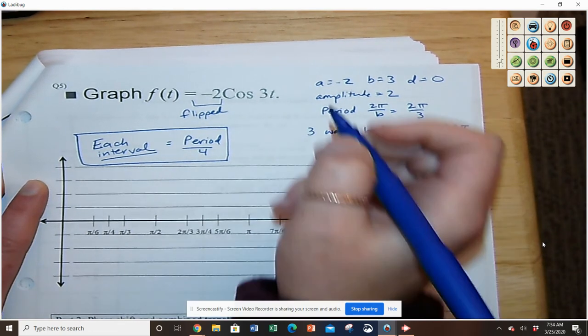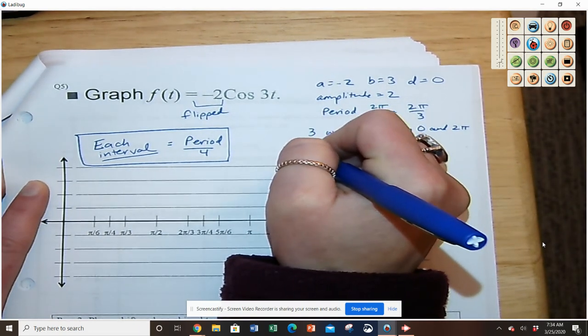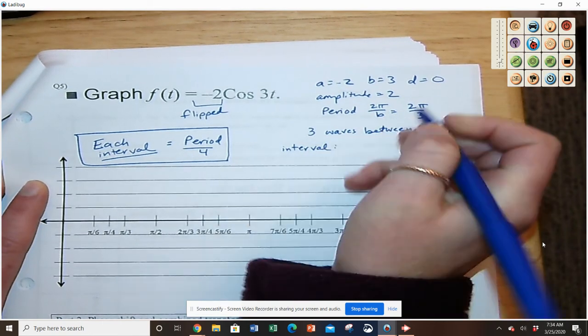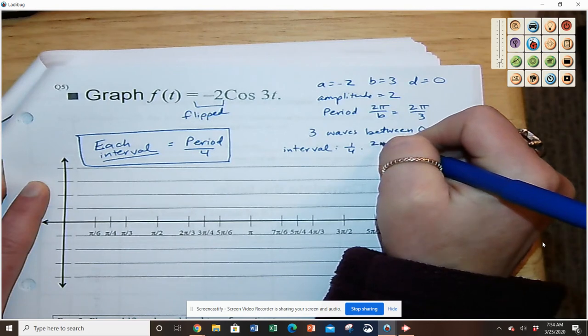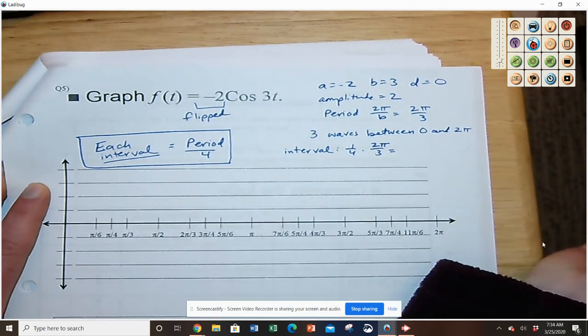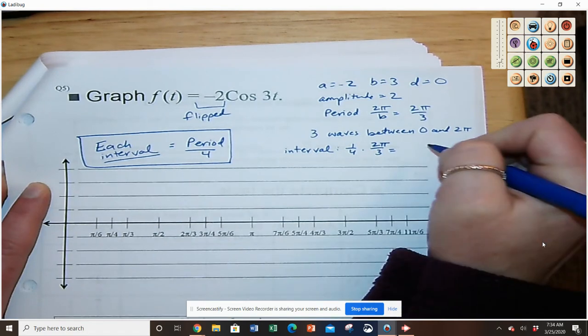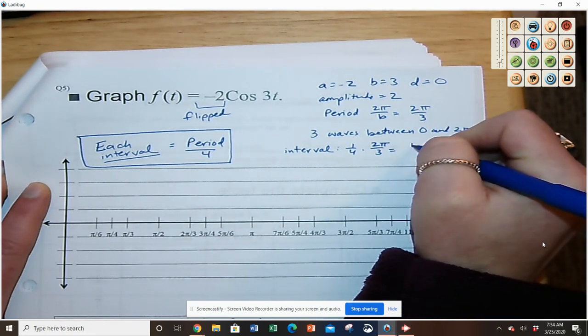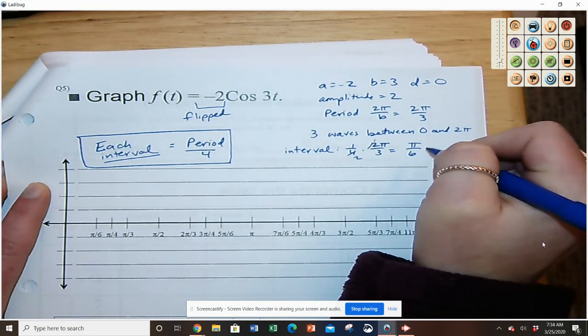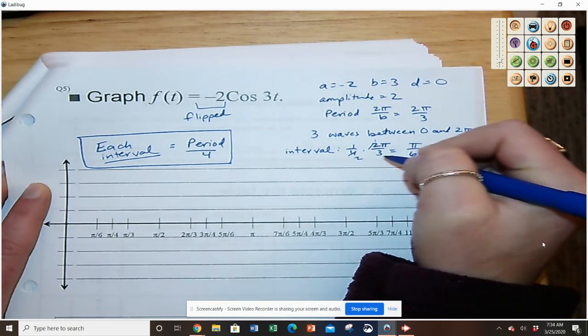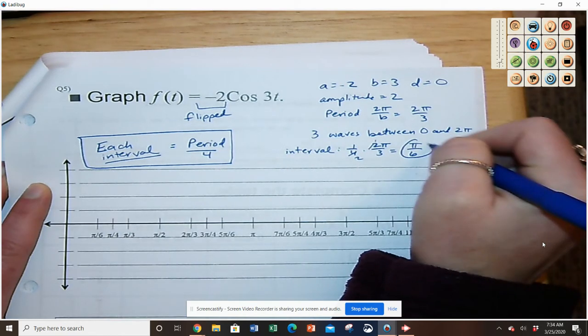So in this case, our interval would be a quarter, 1/4 of the 2 pi over 3. So the 2 and the 4 reduce to 1/2, and in the numerator, you're going to get pi over 6. So 1 times 1 pi is pi, and 2 times 3 is 6. So each interval is pi over 6.